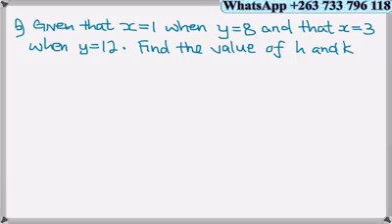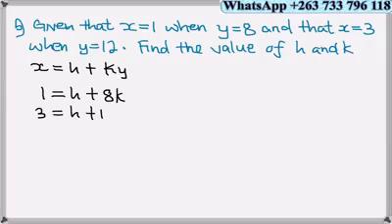So let's use them. The first condition is x is equal to 1 when y is equal to 8, and the second condition, x is equal to 3 when y is equal to 12. Let's write that as equations. So this was our relationship in part A. Therefore, x is equal to 1 when y is equal to 8, x is equal to 3 when y is equal to 12. So we write it like this. So this becomes our equation.